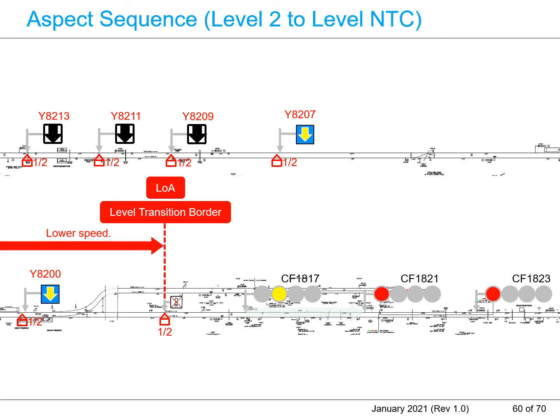When the first signal CF1817 beyond the level transition border indicates single yellow aspect, the permitted speed at the LOA or the level transition border is lower than the maximum line speed. The ETCS on board supervises the speed reduction on approach to the LOA, allowing the speed at which the train driver can stop on the approach side of the second signal CF1821, after the level transition border. The train driver is responsible for supervising the train speed after the level transition border.